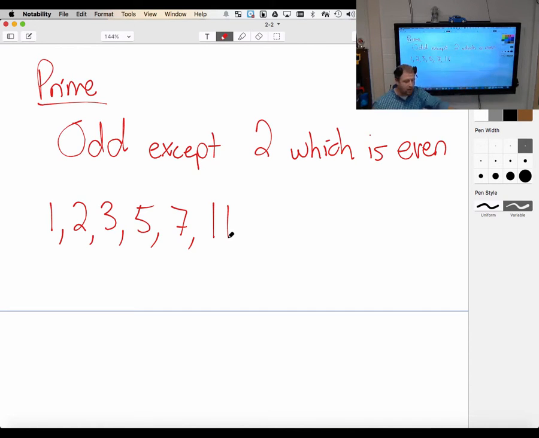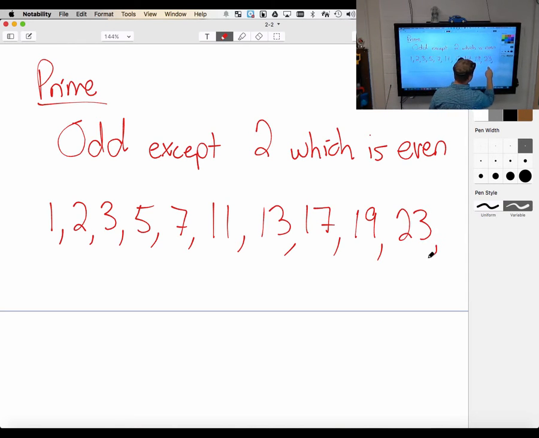numbers become more rare. Okay, now 13 is prime, but 14, 15, 16 are not. 17 is prime, 18 is not. 19 is, but 20, 21, 22 are not prime. 23 is, 24, 25, 26, 27, 28 are not. 29 is, and etc. And we can keep going. All right, so these are prime numbers.